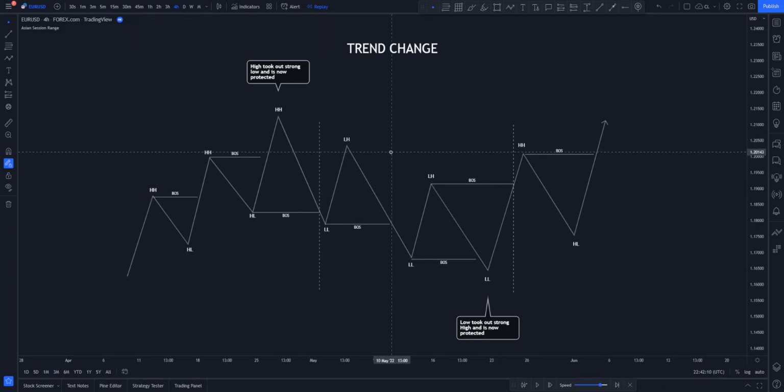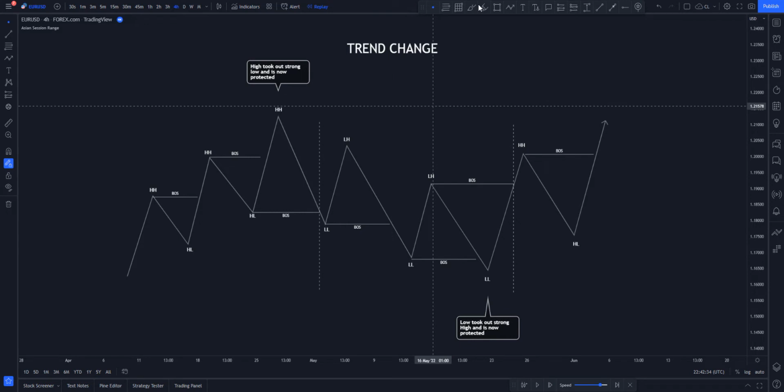Okay, now let's talk about trend change. So what is a trend change? Trend change is basically when price moves from being bearish to being bullish, or from a downtrend to an uptrend. Or let's say when price moves from an uptrend to a downtrend, or from being bullish to being bearish. So that is basically it. I just switched it the opposite way.